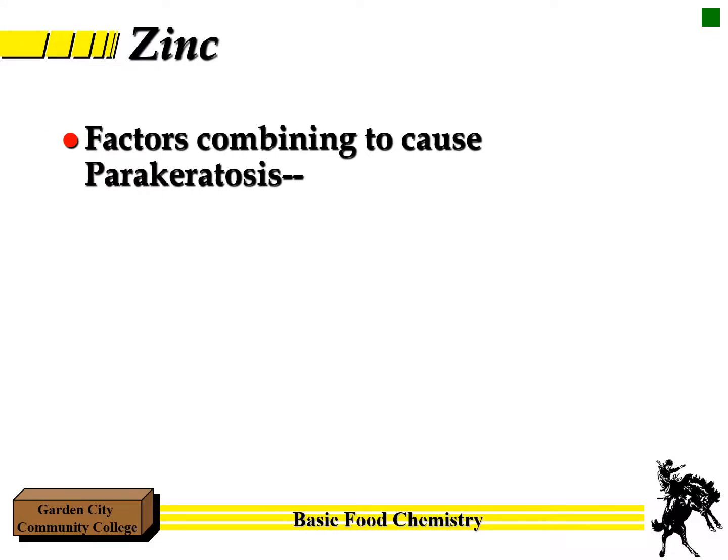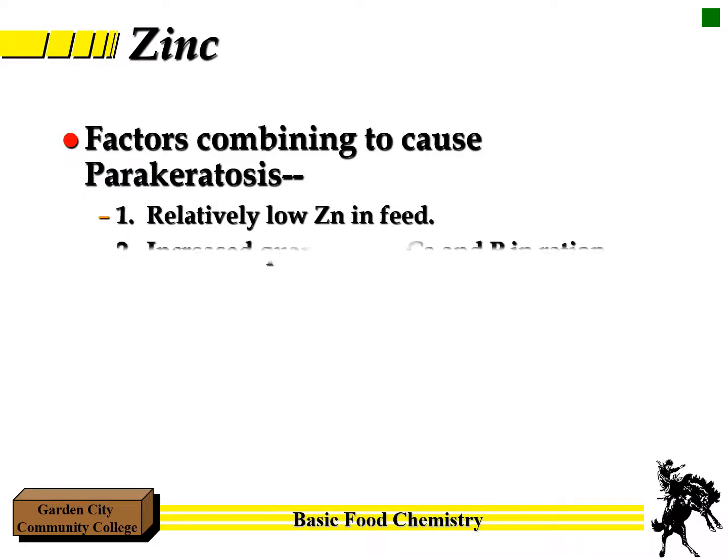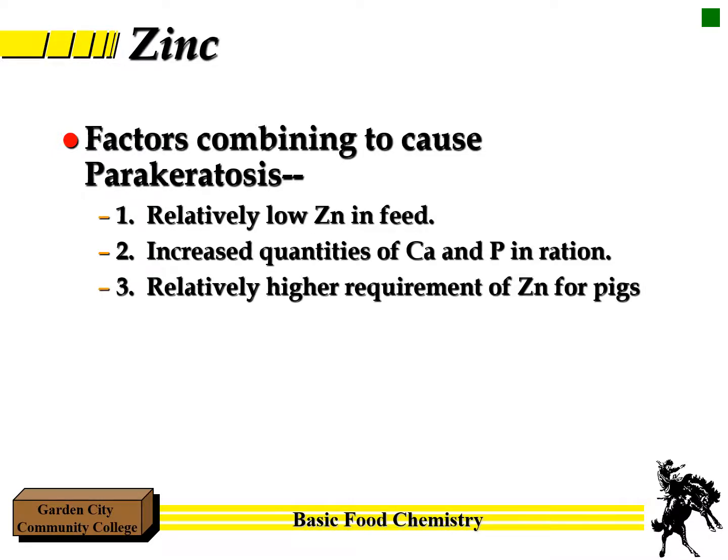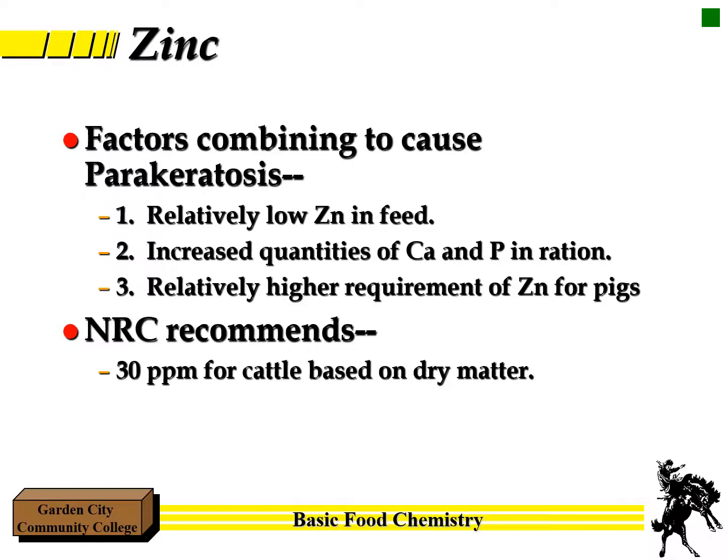So some factors that combine together to really cause parakeratosis would be, number one, a relatively low amount of zinc in their feed ration, and then an increased amount of calcium and phosphorus in the ration. They all just work negatively on each other. And then you have a relatively higher requirement of zinc within pigs themselves. Combine all those things together, and it can cause some pretty severe issues. So the National Research Council will recommend that cattle get about 30 parts per million on a dry matter basis in their feed, about 40 parts per million for dairy cattle.